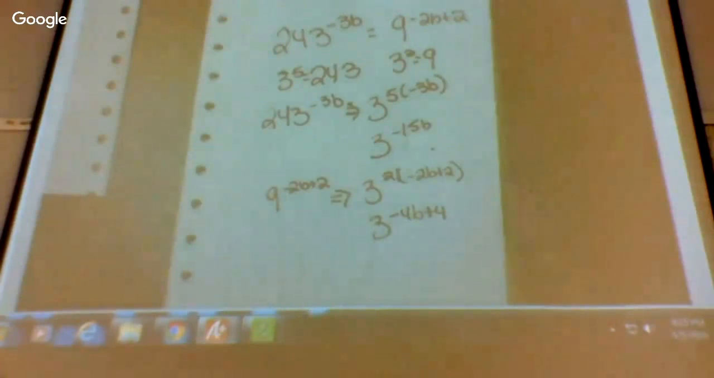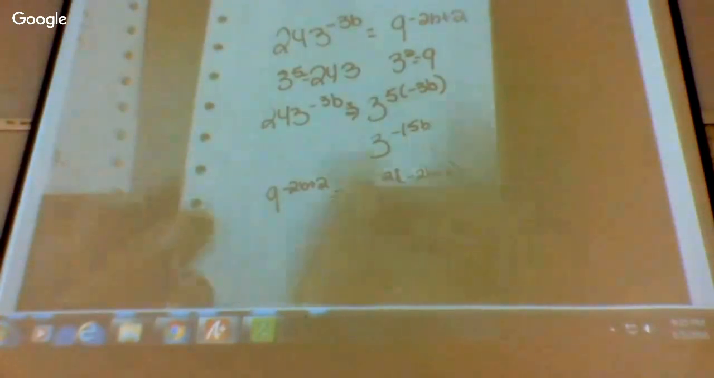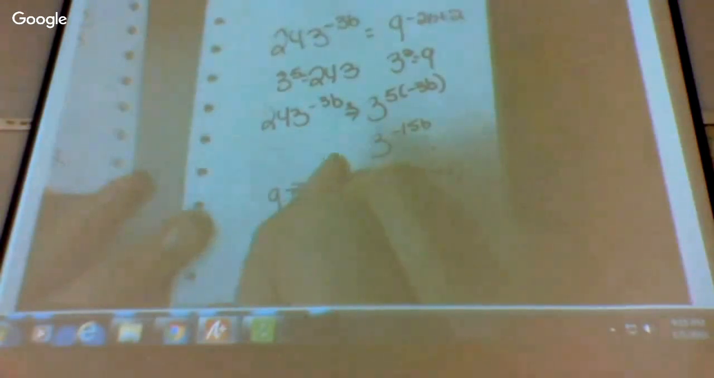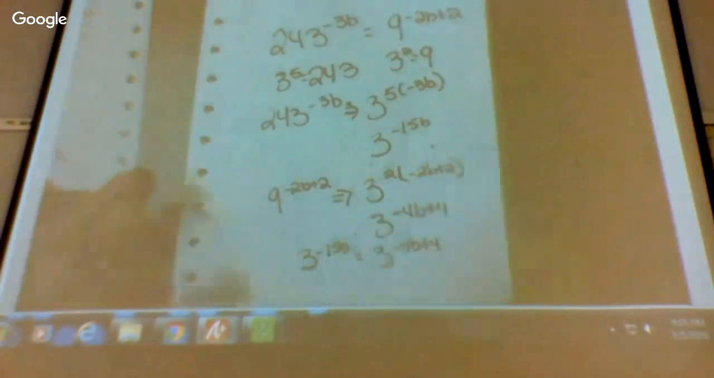Really not that hard. It's just sometimes you don't think to do it, or sometimes you struggle with finding what to actually raise it to. So if you struggle with it immensely, I don't want you to put all the logarithms in this one thing and freak out about it. Okay? It's not worth it. Freak out about condensing and expanding instead. So I'm going to now set them equal. So 3 to the power negative 15b equals 3 to the power negative 4b plus 4.